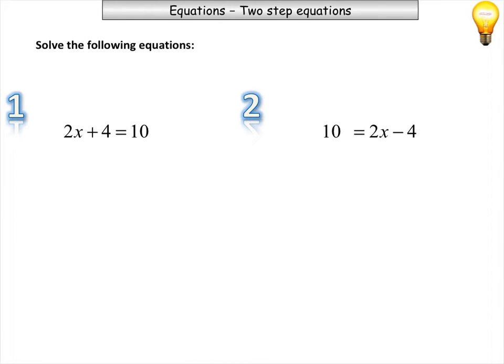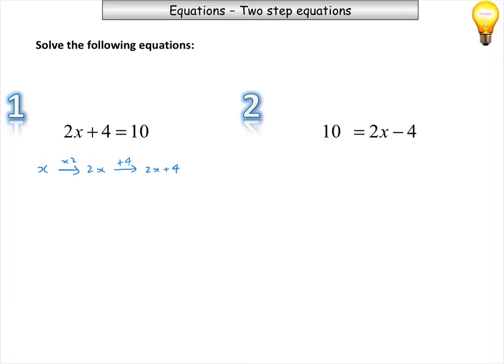All right, so let's just analyze our first question that we'll go through. 2x plus 4 is equal to 10. Now, 2x plus 4, something is happening with that x, and there are two operations. So we start off with our x, we then multiply by 2 to get our 2x, and then we add 4 to get our 2x plus 4.